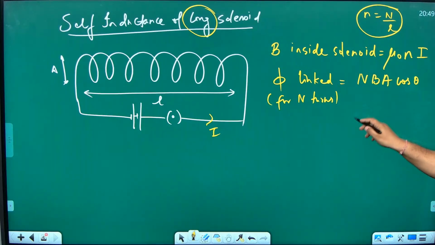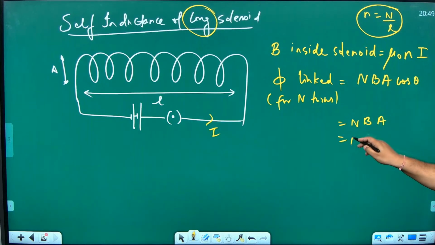So NBA I can write. So it will become equal to NBA. What is the value of B? N into what is B? Mu naught n I into, do you agree with me? Nothing I am doing. Just putting the values of B into this equation.